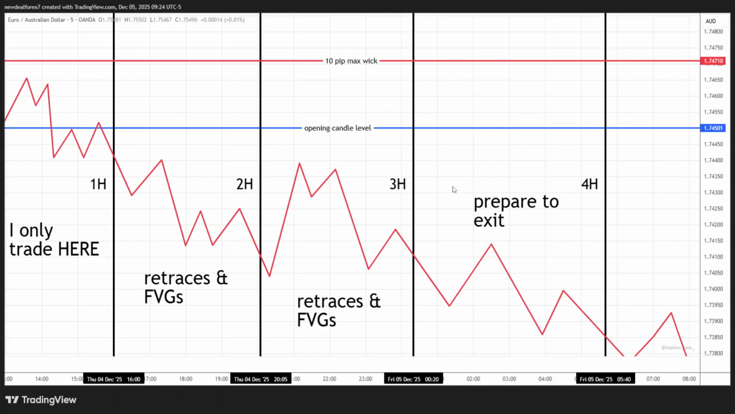And then by the fourth hour, I'm getting ready to exit if my take profit or risk to reward hasn't already manifested in the first 2 to 3 hours. Sometimes you won't even have to wait till the fourth hour. So it really just depends.